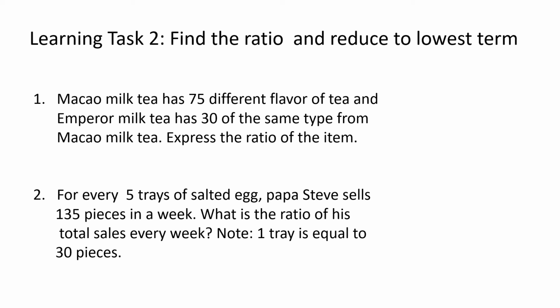Time's up. Let's check. For number 1, the ratio will be 75/30. But we can still reduce it. So, we can divide it by 5. So, 75 divided by 5 will give us 15/6.